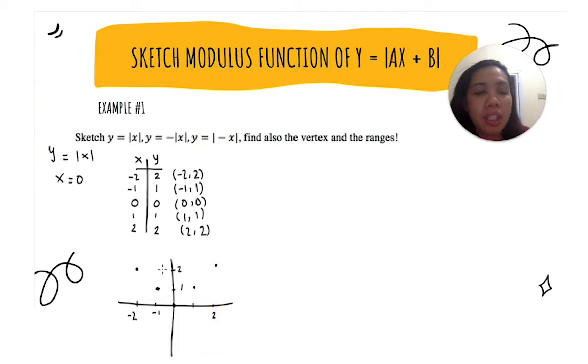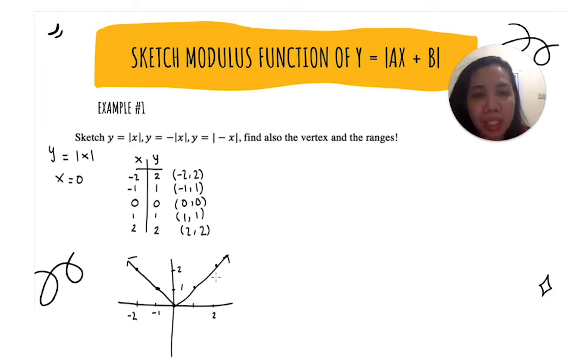Okay, now after we have these points, then we have to connect them like this, and then like this. Now this is actually the graph or the sketch of y equals the absolute value of x. It looks like a V letter with the vertex at this point 0, 0. All the graph sits on the positive value of y, or above the x-axis.